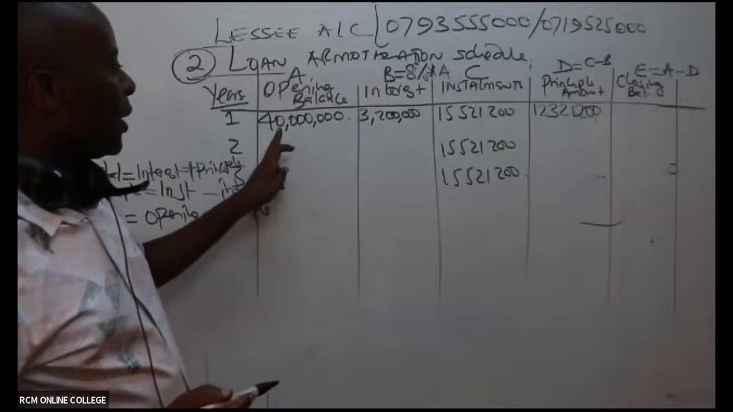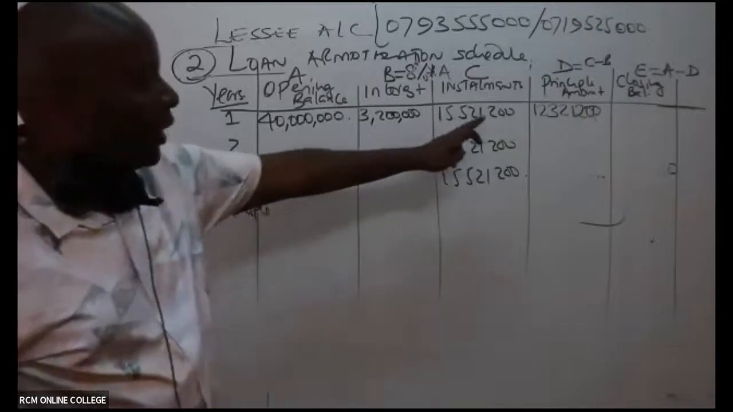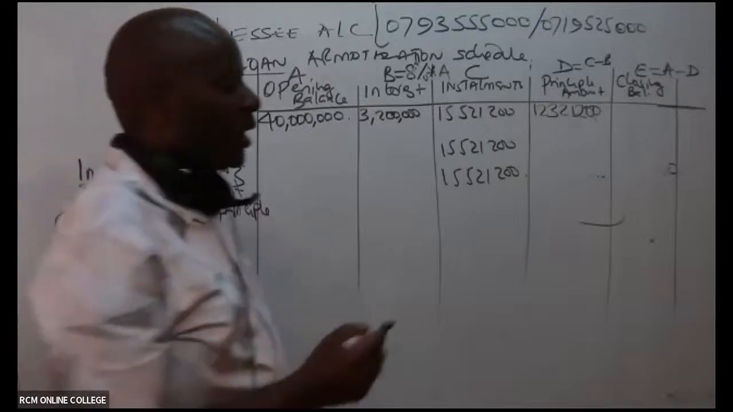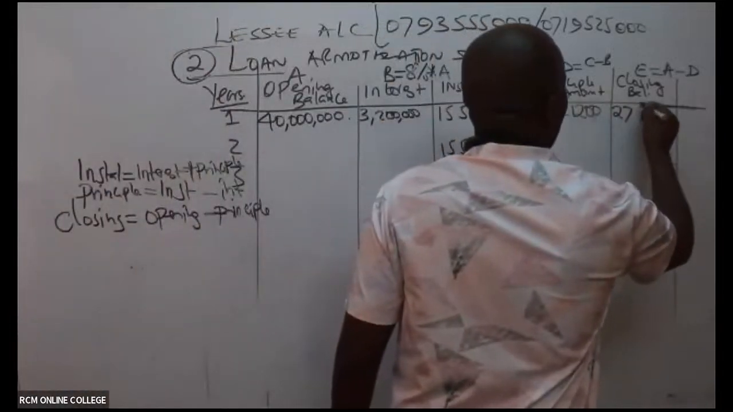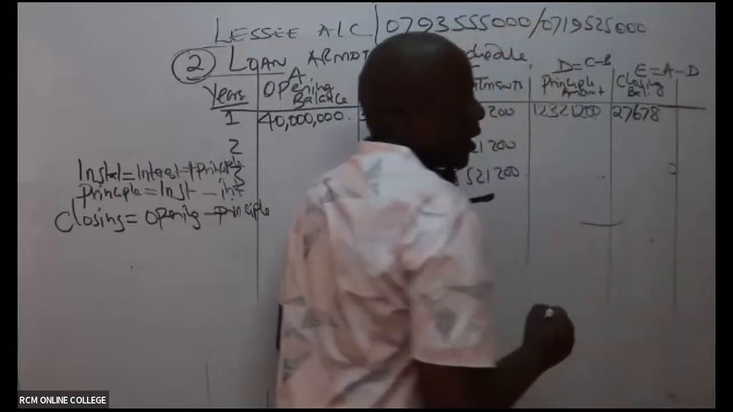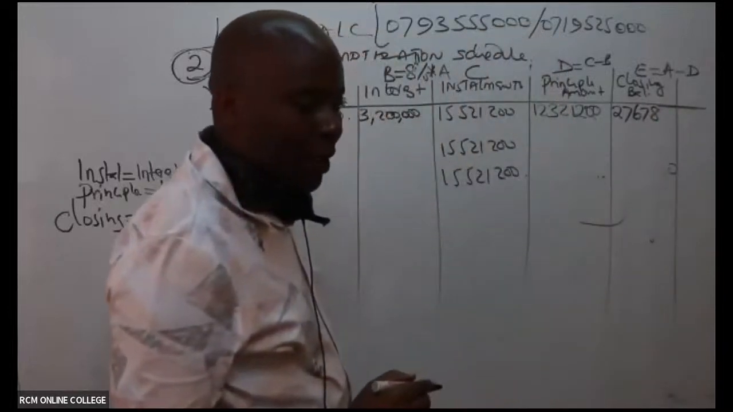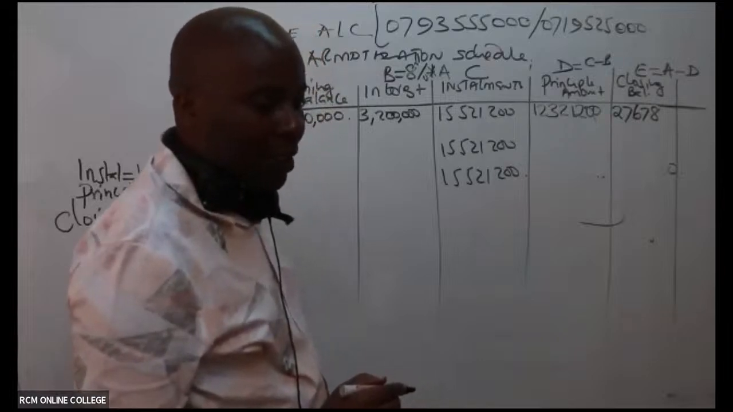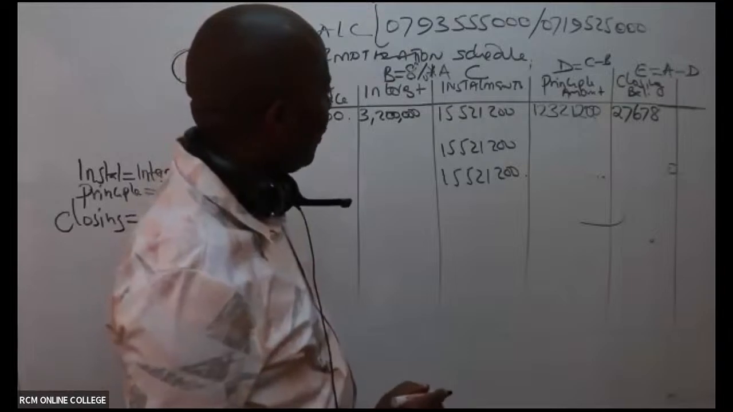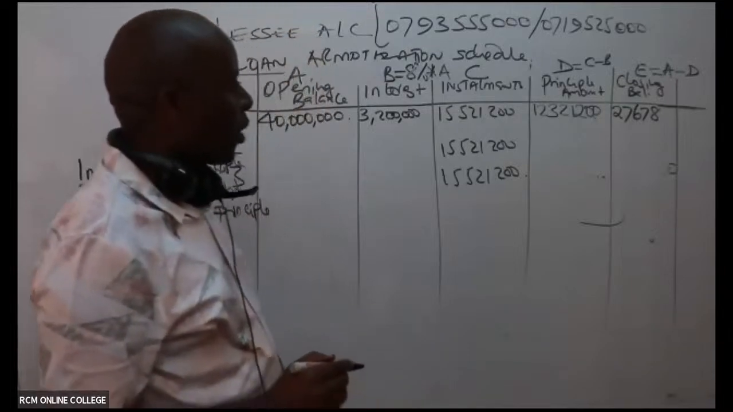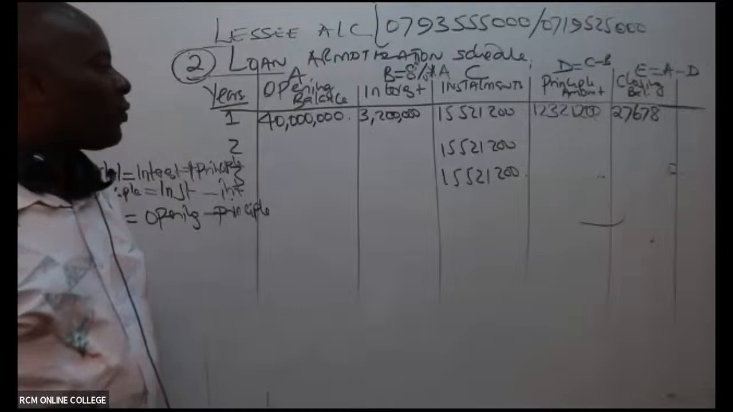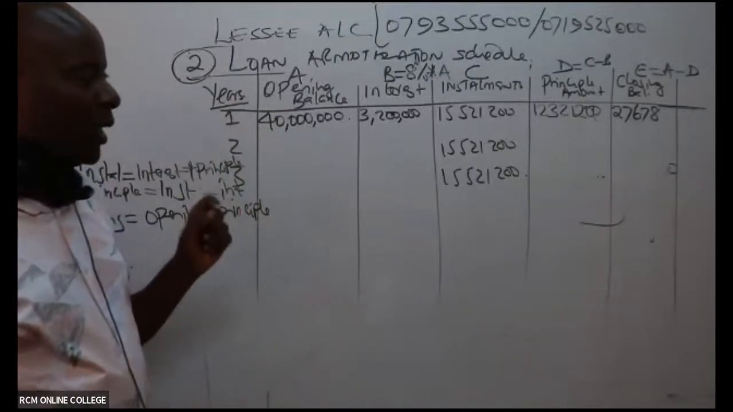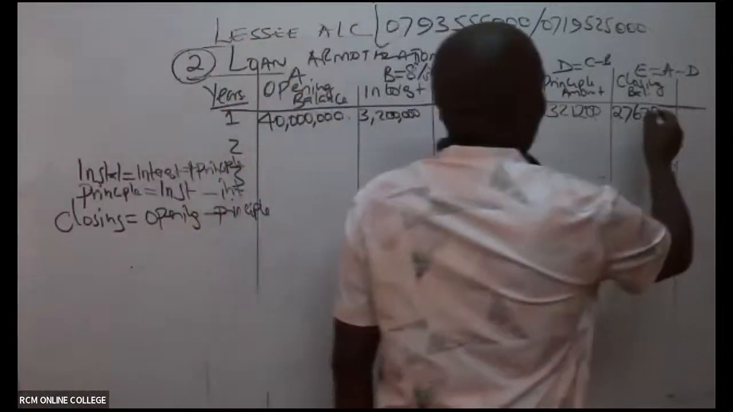So can somebody tell me 40 million minus the figure that you have there? From J, we have 27,678,200. Audrey got a different answer. Or is she the one who is correct? Please use your calculators very well. 40 million minus 12,321,200 should be 27,678,800, right?